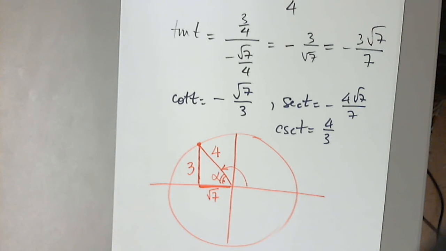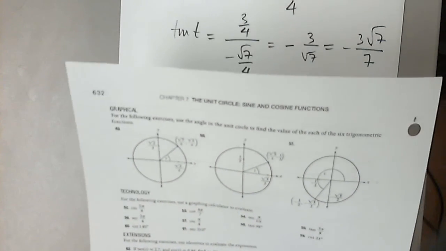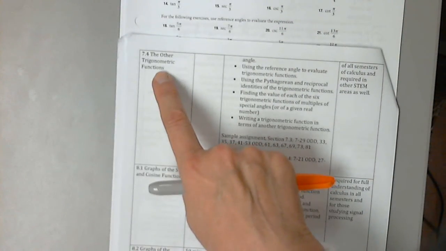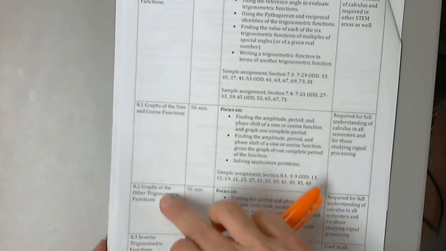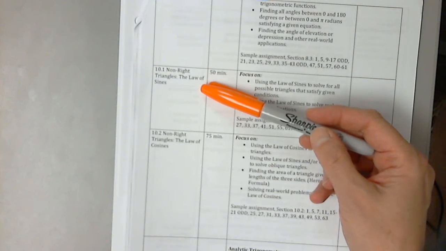Okay, so I know we have 5 more minutes, and let's see whatever else we can look at in one more problem. Here's where we are. We finished including 7.4. So on Thursday, we're going to look at graphs of sine and cosine functions and also other trig functions. We're going to look at 3 of them. And then we're going to look at the law of sines and law of cosines.